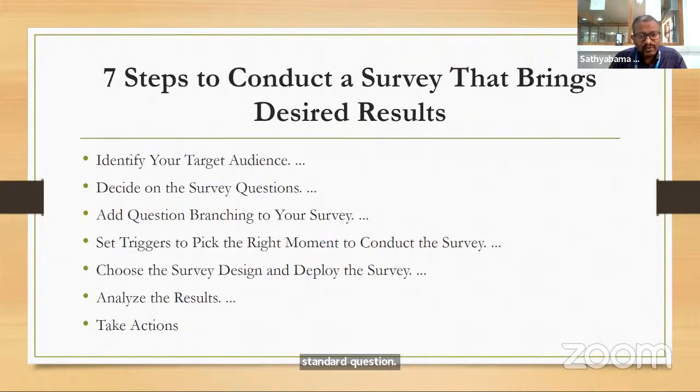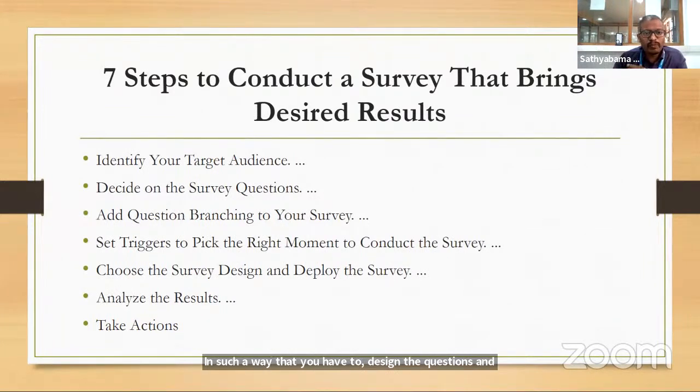Next is add question branching to your survey. You should not deviate from the survey you are going to have. You should be more focused. Your questions should be in such a way that you arrive at a problem statement where you can give a solution to the problem. You have to design the questions and build your survey accordingly.